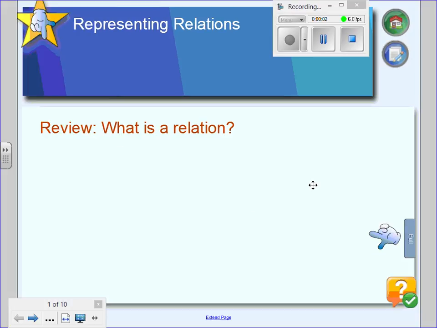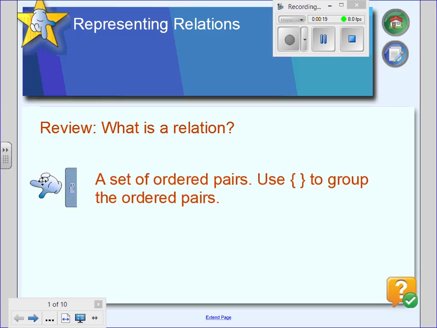In this lesson, we're going to talk about representing relations and just the different ways that we can represent them, some basic vocabulary. Hopefully, a lot of it will be review. And so let's just get started with what is a relation. A relation is a set of ordered pairs. And we'll use curly brackets to group the ordered pairs together.